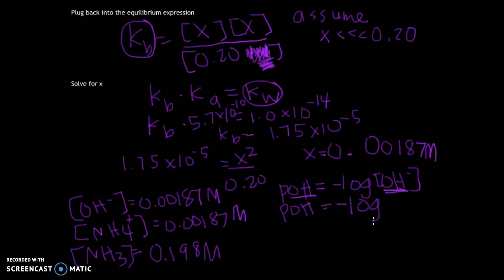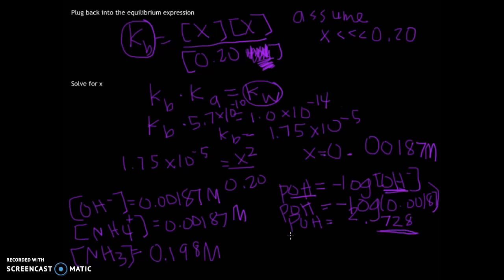Okay? So the pOH is the opposite of the log of 0.00187. So let me get my calculator out. By the way, my calculator is my phone right now, so that's why it's taking me so long to do these. So 0.00187, opposite the log. pOH is 2.7. Ooh, how many sig figs? I think we're doing 3 sig figs. 2.728. 3 sig figs.